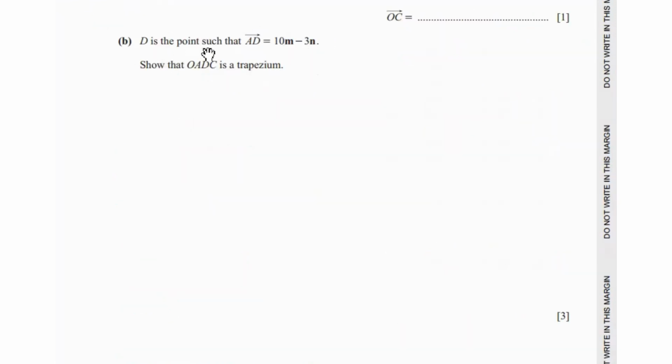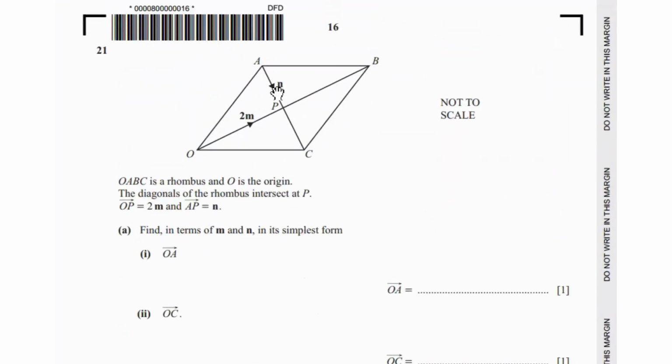Next part says D is the point such that AD equals 10m minus 3n. Show that OADC is a trapezium. So OADC is a trapezium.